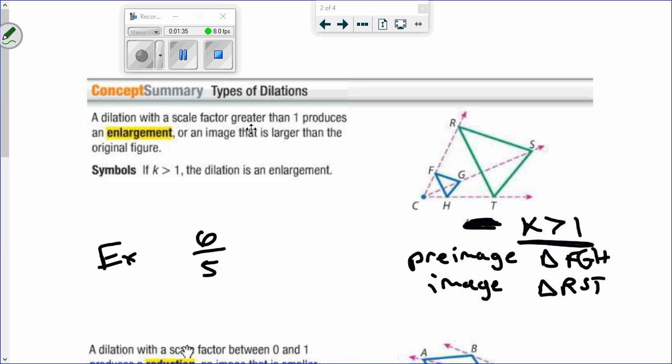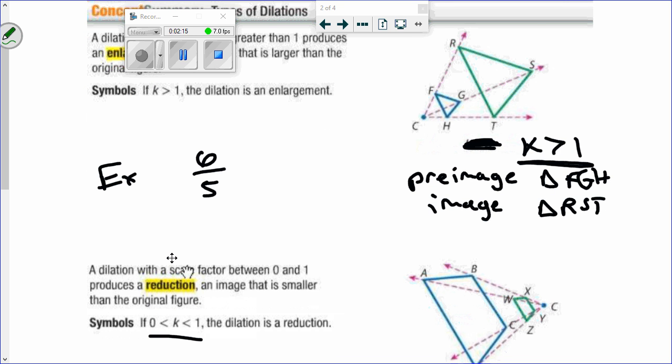There are two types of dilations. A dilation with a scale factor greater than 1 produces an enlargement, or an image that is larger than the original figure. As we look at this picture, there has been an enlargement. Triangle FGH, which is our pre-image, becomes the image, triangle RST. Again, the scale factor has to be greater than 1. An example of a scale factor, written as a ratio, is 6/5, which is greater than 1.